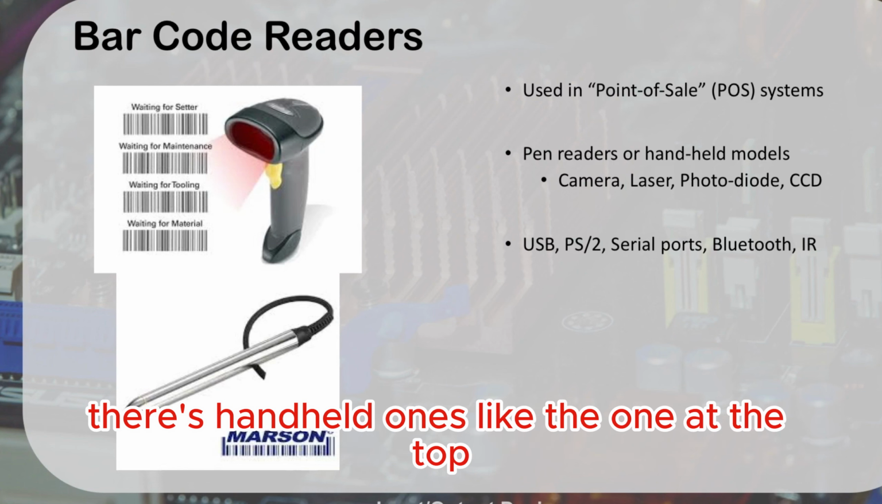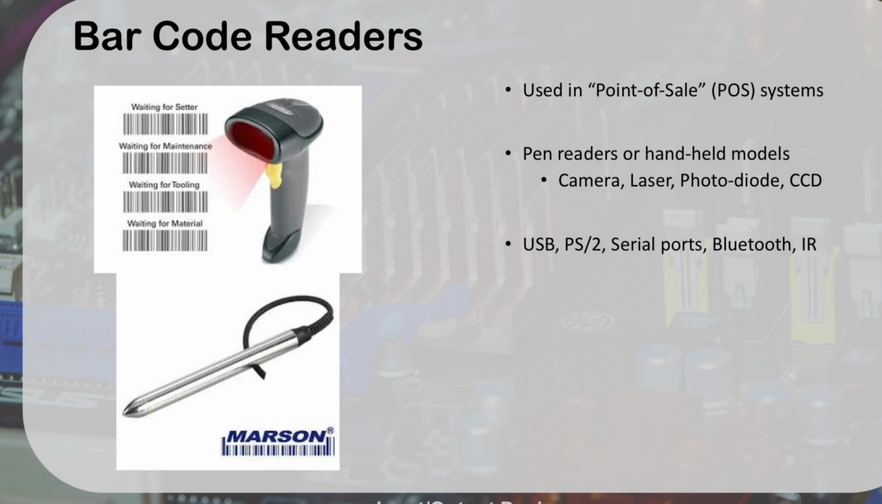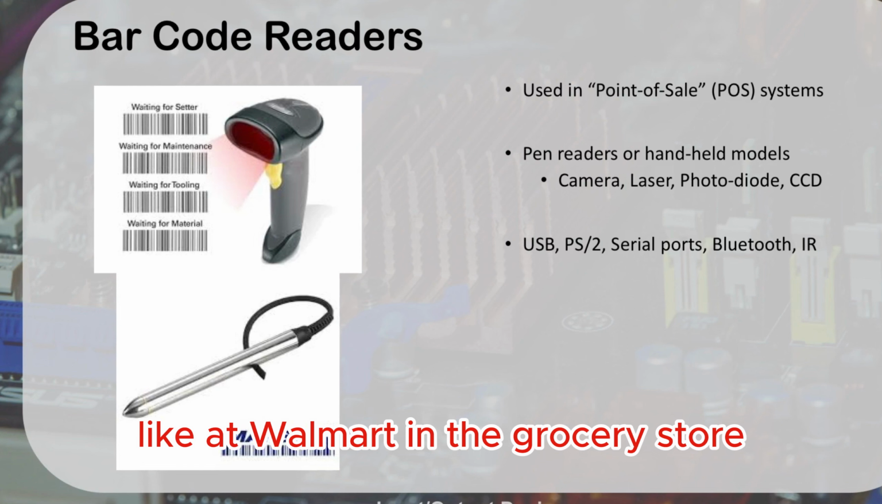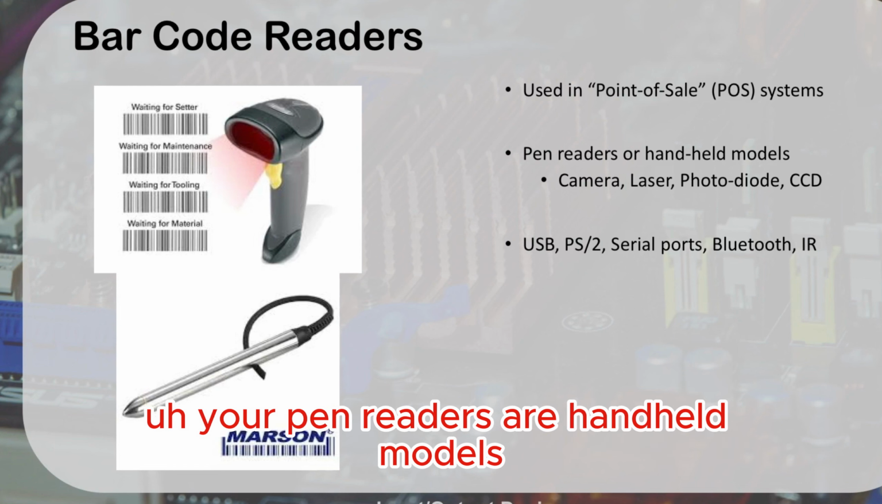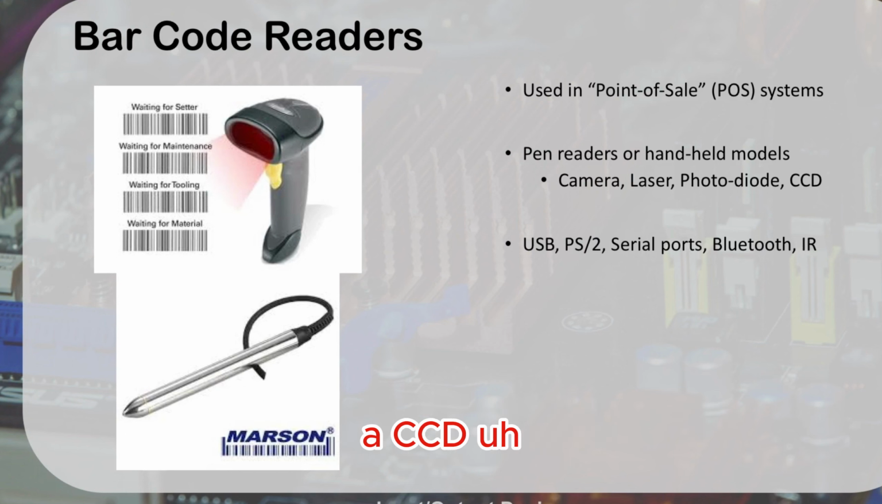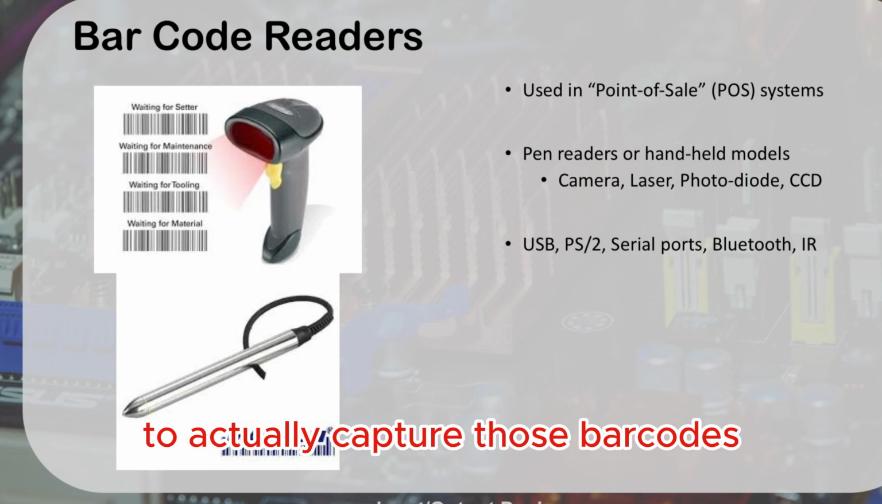There's different ones. There's handheld ones, like the one at the top. There's ones that are pens, or there's ones that are just fixed in place, like at Walmart in the grocery store. Your pen readers are handheld models. Generally, they're going to use either a camera, a laser, a photodiode, or a CCD to actually capture those barcodes.